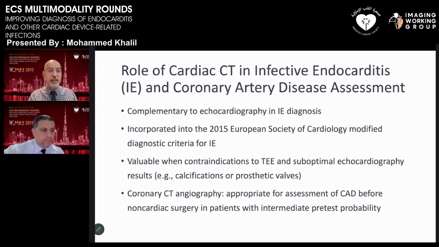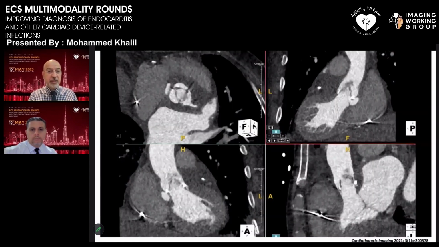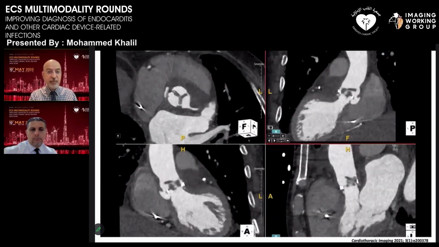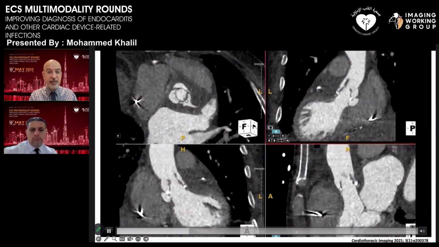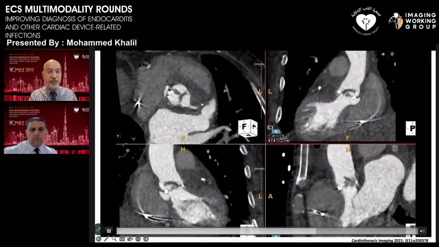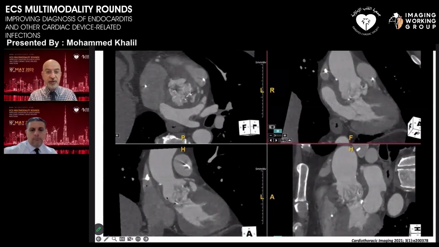CT is the next go-to tool, and Dr. Muad will discuss this in detail in multimodality imaging. It will help us assess complications, perivalvular extension. It sometimes has higher diagnostic accuracy in some cases. I can show you just one image. This is the cine image. You can see thickened valve leaflet, vegetation, a hypoattenuated mass here, and you can see low attenuation tissue here, suggestive of probably abscess formation and pseudoaneurysm here.